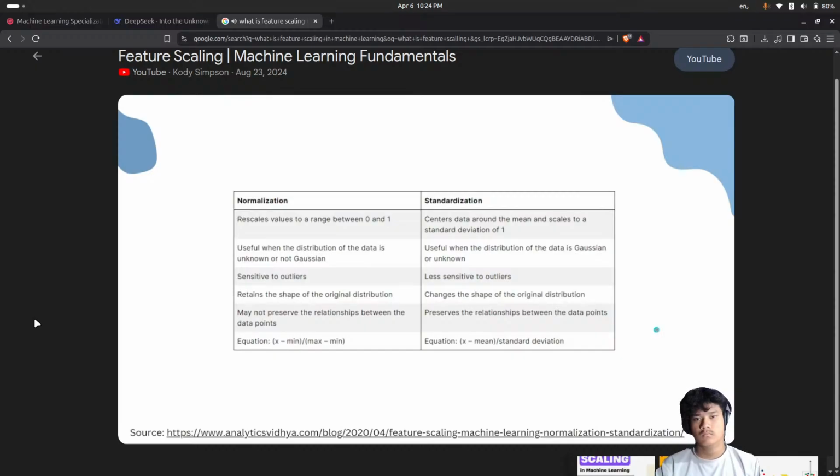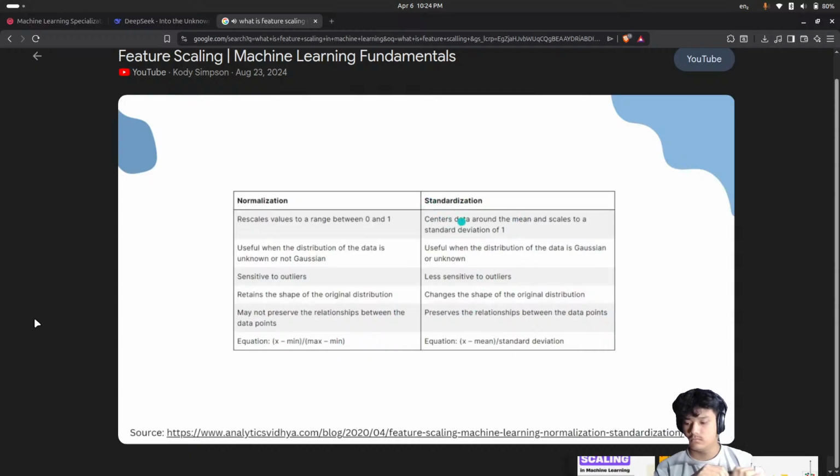Here's a little table that I found that shows you the major differences that you can just take a look at here. So for normalization, it rescales the values to range between 0 and 1, by default at least. It's useful when the distribution of the data is unknown or not Gaussian. I think I'm saying that correctly, hopefully. Normalization is also sensitive to something called outliers, which are values that fall out of the normal range of values in your dataset. It retains the shape of the original distribution. It may not preserve the relationships between the data points, and the equation is different, of course.